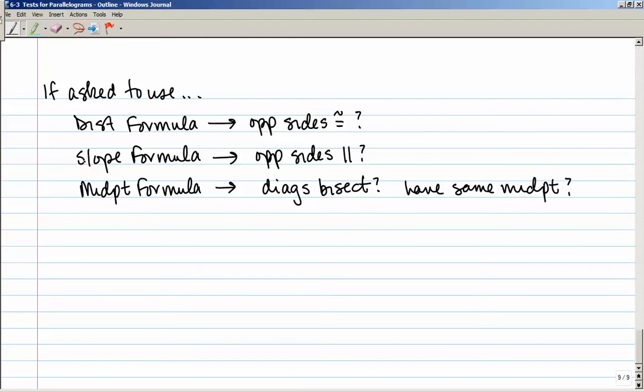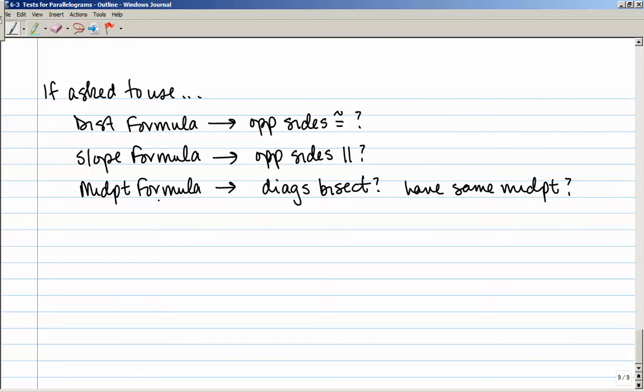If they ask you to use the slope formula, you'll be finding the slope of each side of the quadrilateral, and seeing if the opposite sides are parallel to each other. In other words, if the opposite sides have the same slope. Do the top and bottom have the same slope? Do the left and the right have the same slope? If so, then those pairs of sides are parallel to each other, and it is a parallelogram.